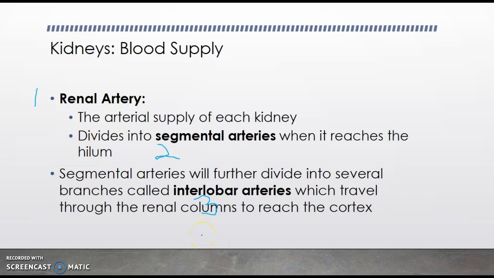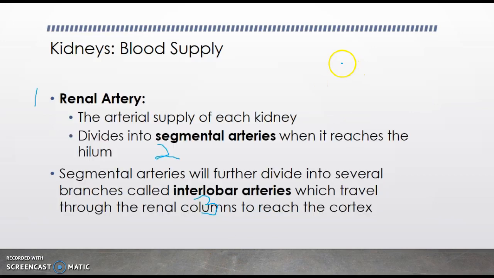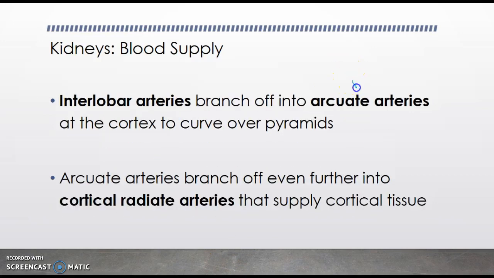So we have the renal artery, which branches into the segmental arteries, which are now entering into the kidney and the hilum. Then you have the interlobar arteries, which are going to travel through the renal columns. Those interlobar arteries are going to branch off into what we call arcuate arteries. And this is our fourth one. These actually curve over the pyramids. And then finally, our smallest little arteries are what we call the cortical radiate arteries. These are the ones that are going up into the cortex tissue.